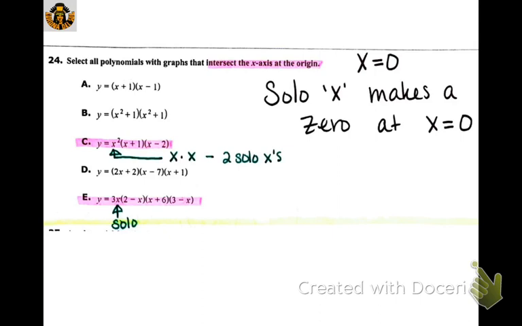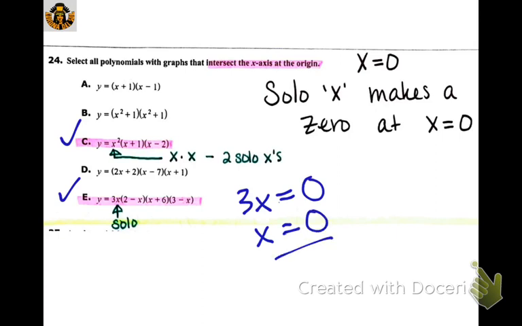Which one of these intersects the x-axis? That means that it has a 0 at 0. So we would look for which ones just have an x. So this one has an x twice as a factor. And then this one has an x as a factor. It's a 3x, but it still would work because it would be 3x equals 0, and then we divide by 3. So x equals 0 over 3 or just 0. And then, of course, the x works. Okay.